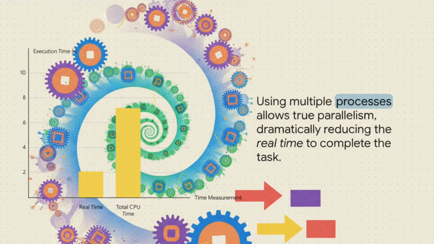And the results? They speak for themselves. Let's go back to that Fibonacci task that took over 9 seconds with threads. When we run it with 4 processes instead, the real time it takes you to get an answer drops to just over 2 seconds. That's a huge speed up. We've achieved true parallelism by sidestepping the GIL entirely.